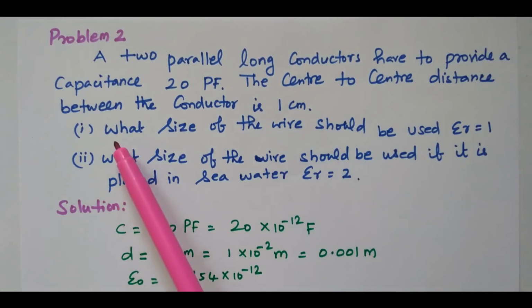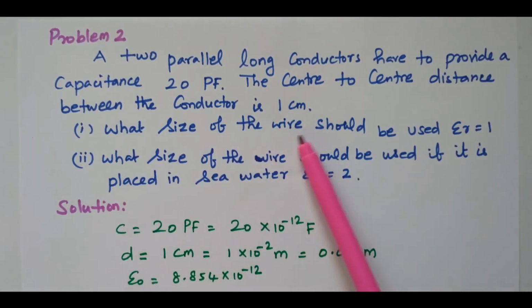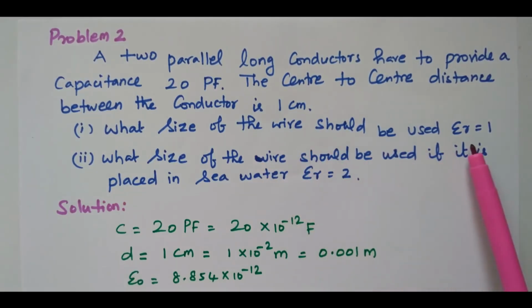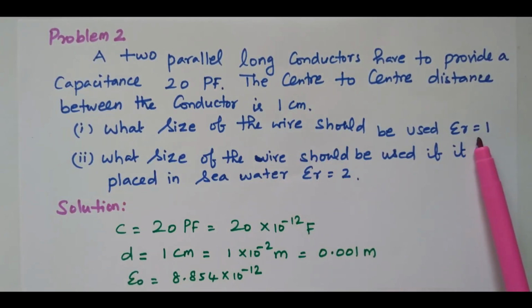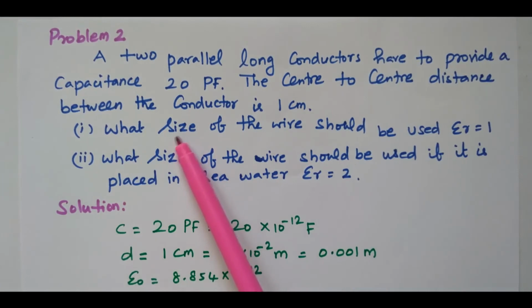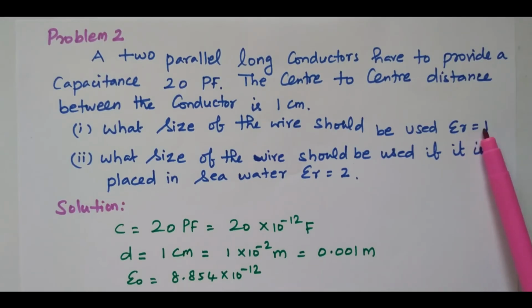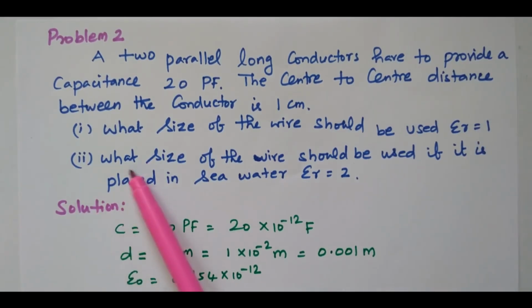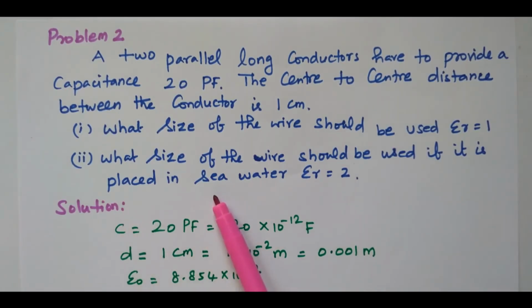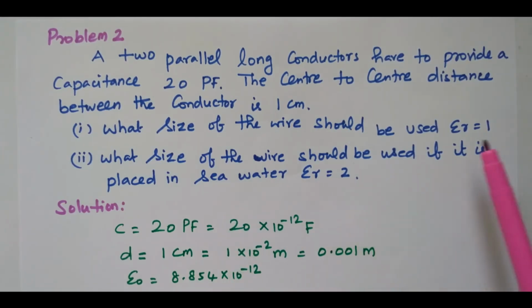What is the question? What size of conductor, what size of the wire should be used when epsilon r equals 1? Right? What does size mean? Radius. We need to find the radius of the conductor when epsilon r equals 1. That is the first division. In the second division, what size of wire should be used if it is placed in sea water? The transmission line is placed in sea water. In that case, epsilon r equals 2. Right? So first case epsilon r equals 1, second case sea water, that is epsilon r equals 2.